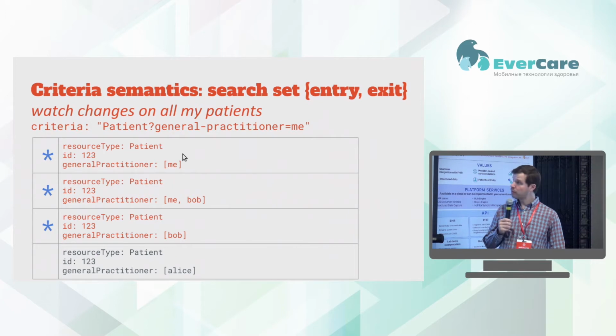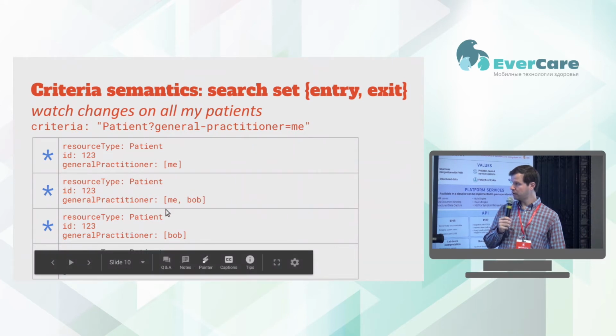So in that model, I would learn about this event because this entered the set. I would learn about this event because Me is still here. And I would learn about this event because this is the event where the resource stopped meeting my criteria.